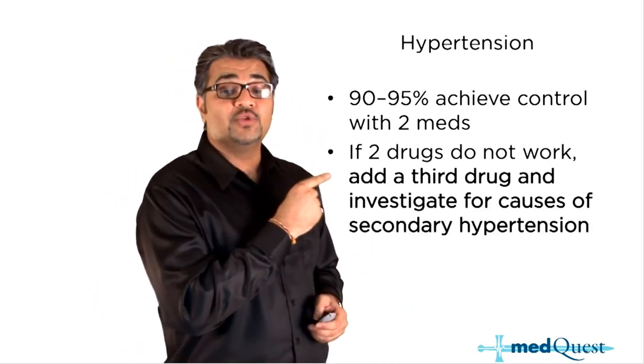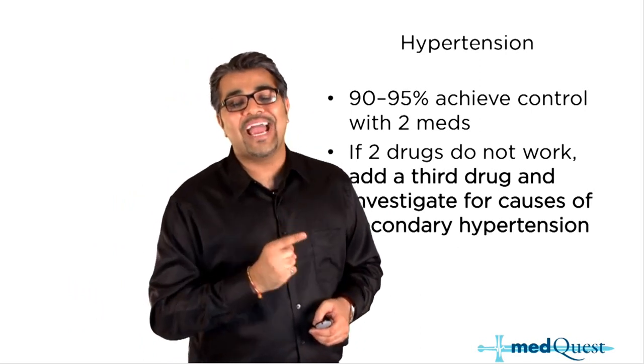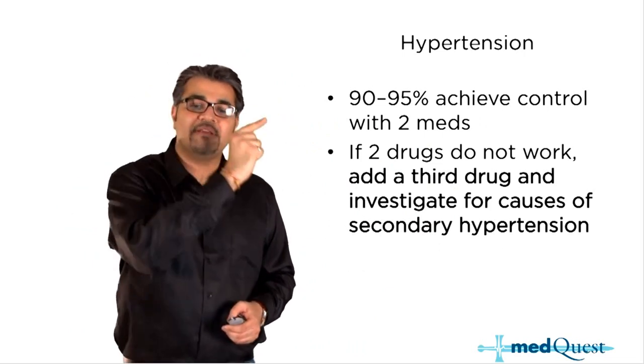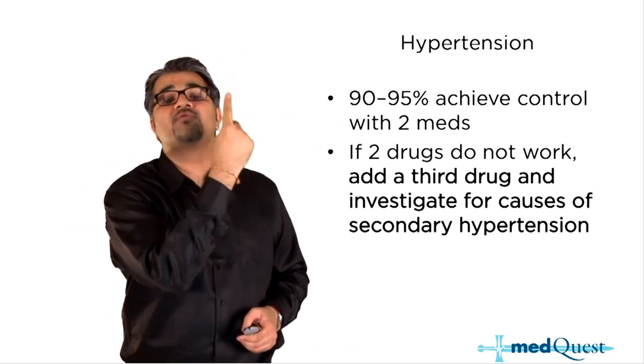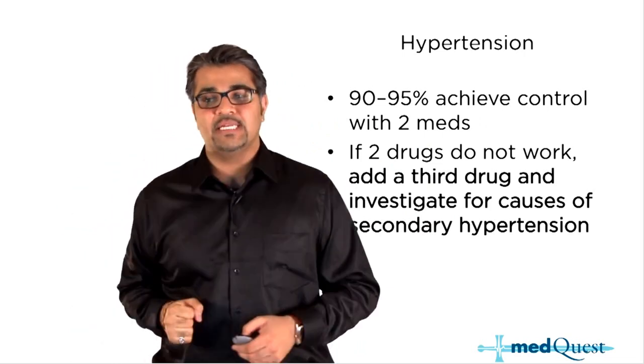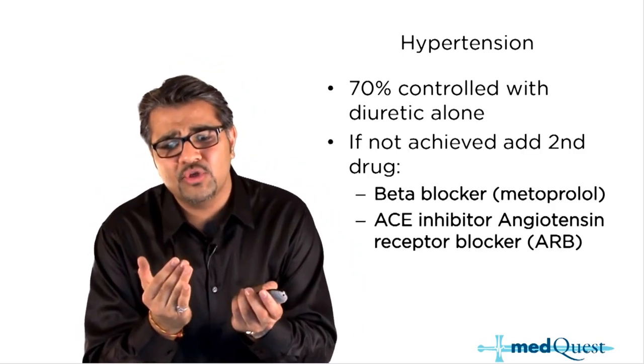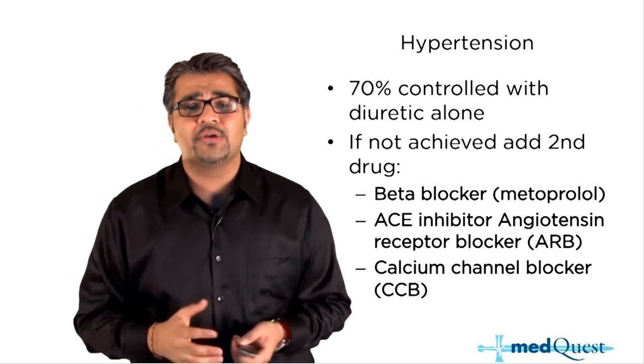If 2 drugs do not work, then you add a third drug and then investigate for a cause of secondary hypertension. Remember, you have to have 3 drugs, one of which is a diuretic, to investigate for secondary hypertension. Now, I mentioned to you, well, which drug do you add? I just said right here, you could do ACE inhibitors, beta blockers, calcium channel blockers. Which one are you going to add?